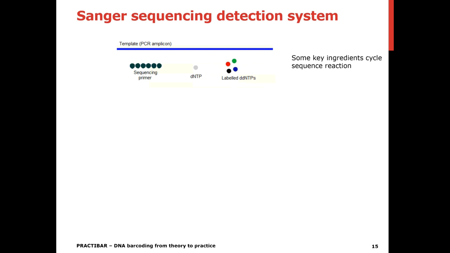So Sanger sequence detection, how does that work? You have your sequence primers, dNTPs, and your labeled ddNTPs.